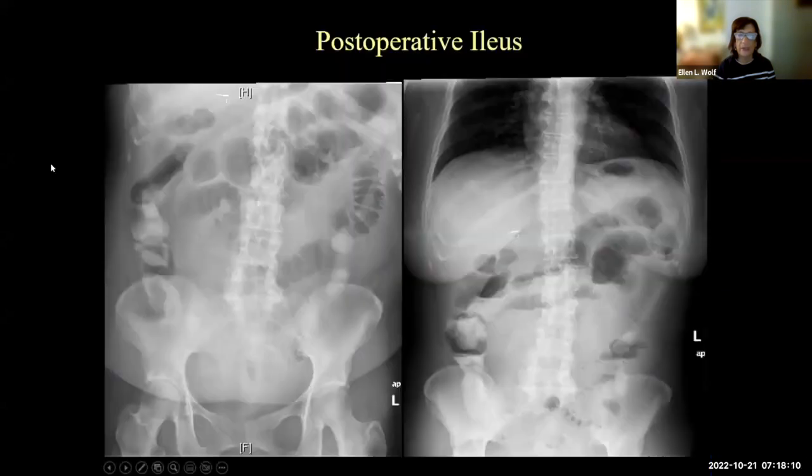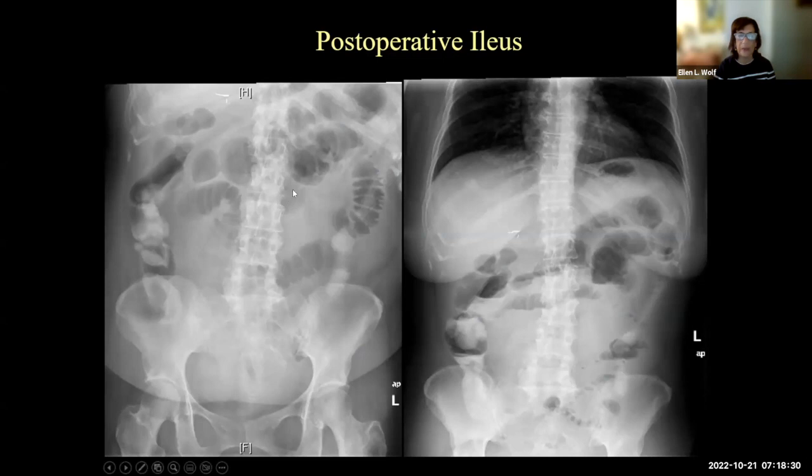Postoperative ileus is illustrated in this case. This is very common, of course. After surgery, abdominal surgery in particular, many patients will develop a postoperative ileus. And it can be very difficult on radiographic films to determine whether it's ileus or small bowel obstruction.